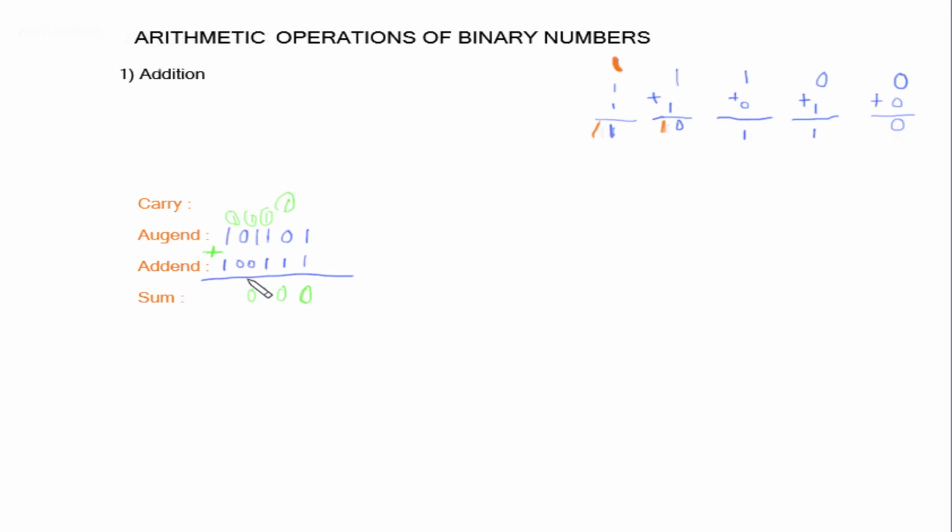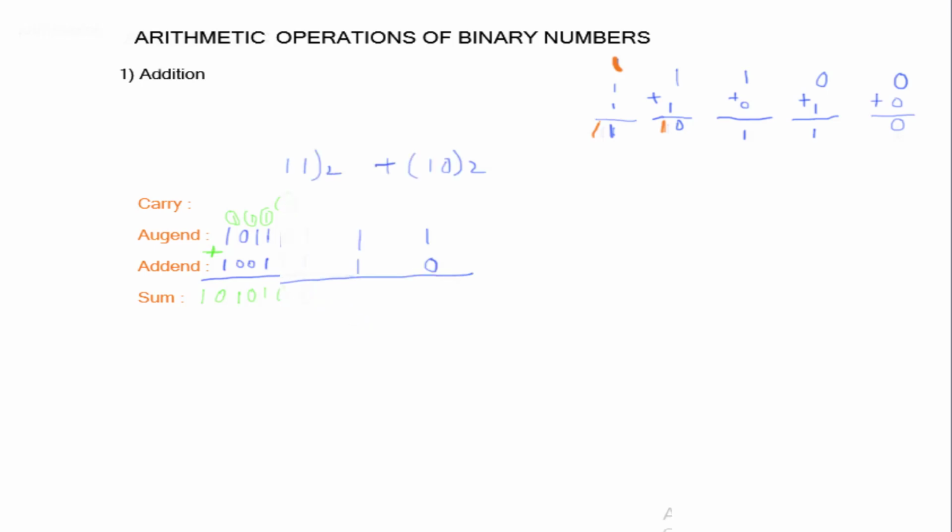So 1 plus 0 will get us 1, and this 1 plus 1 will get us 2, and 2 has a representation of 10, so we have to put 0, and as there are no more digits, we have to write the 1 as a whole. So the sum is 1010100.